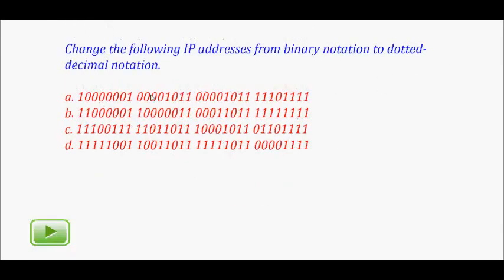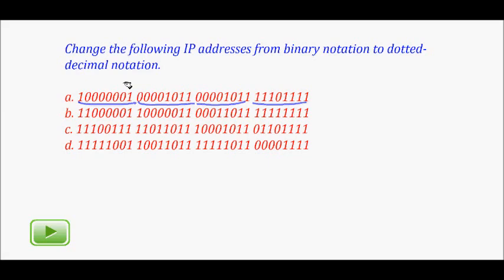Next we will try some examples. Change the following IP addresses from binary notation to dotted decimal notation. These are the binary notations, and we want to convert them to the dotted decimal form. Let's try it ourselves. This is a small quiz to make our concept very clear. This is the first question, with these 8-bit groups, so let's try to see it.